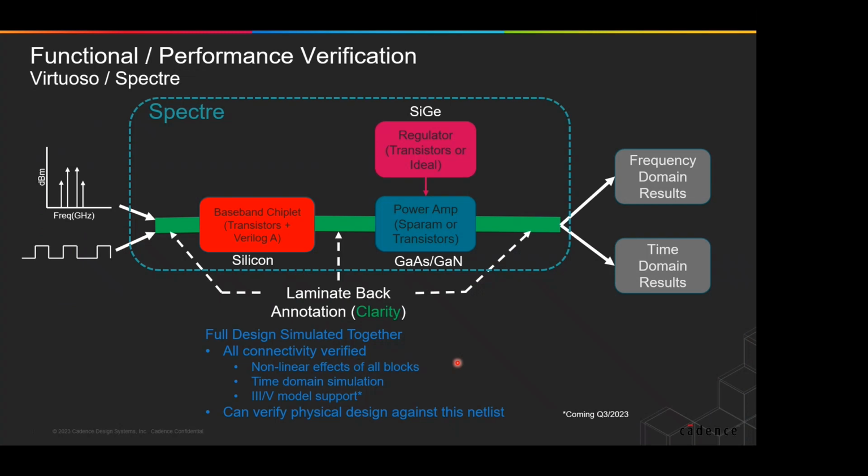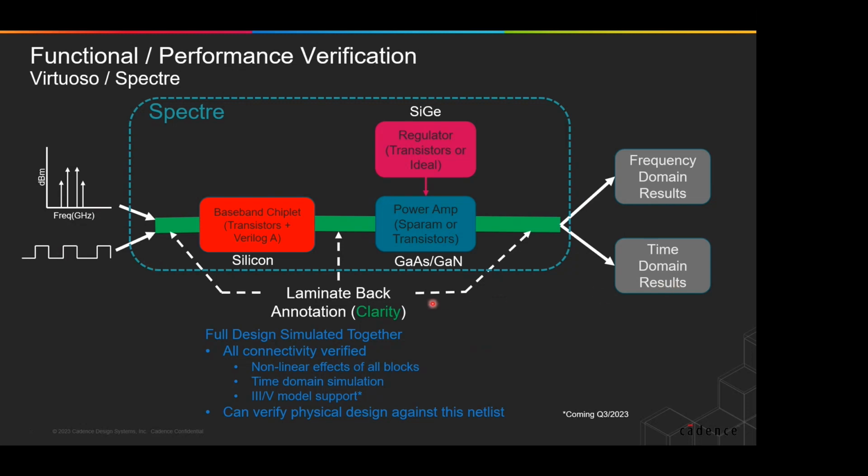So the flow that we're proposing, one of the key aspects of it is being able to simulate the whole thing together. And so Spectre, our simulator, which is known for CMOS performance, has been extended to be able to handle multiple technologies at the same time. So a typical RF lineup might include silicon, GaN, GaAs, and SiGe for various parts of the design with Clarity back annotation. And Spectre can handle this simulation entirely end-to-end, whether that be frequency input to frequency output or time domain input to time domain output.